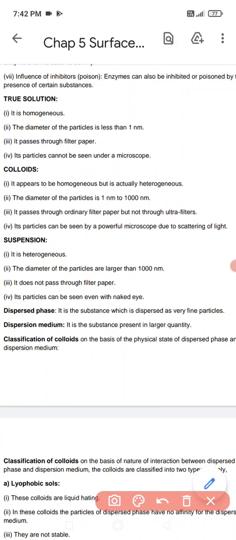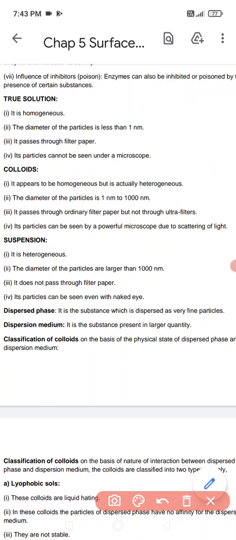Now for an example, you might have noticed that milk is an example of a type of colloid which is called an emulsion. When you see a glass of milk, you cannot see the particles, but you can see its coloring. If you see it under a microscope, you can even see the particles. Actually, these substances are colloidal in nature, so they cannot be seen by a normal microscope, but under a powerful microscope you can see.